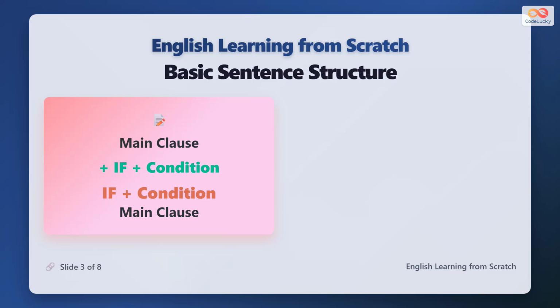Two basic patterns exist. First pattern, main clause plus if plus condition. Second pattern, if plus condition followed by main clause. Both patterns create valid conditional sentences. The order can change, but meaning stays the same.